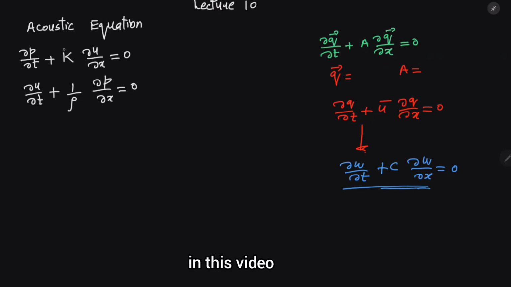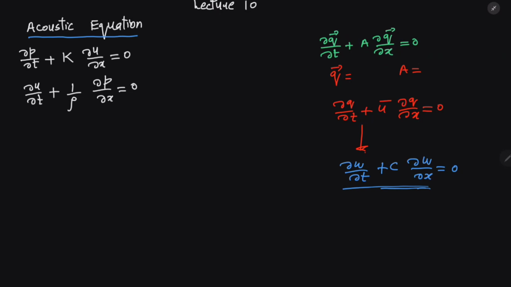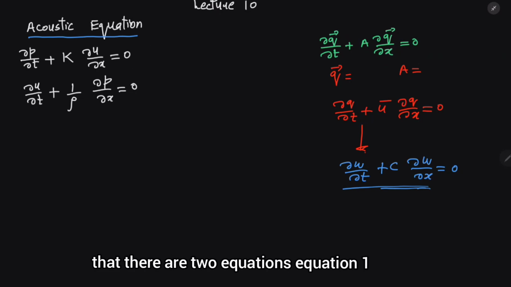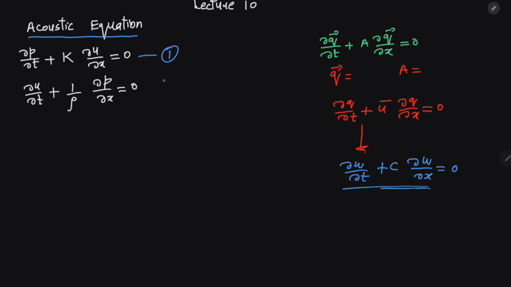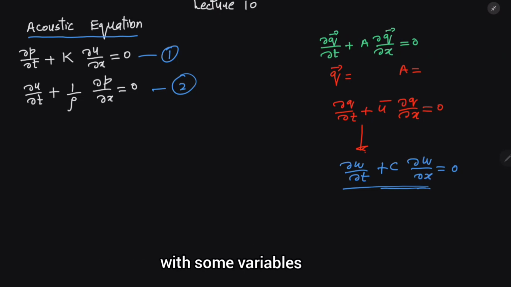In this video, I talked about acoustic equations, a very famous equation in acoustic theory. Here you can see that there are two equations, equation 1 and equation number 2. Now I want to write this as a system of equations with some variables.